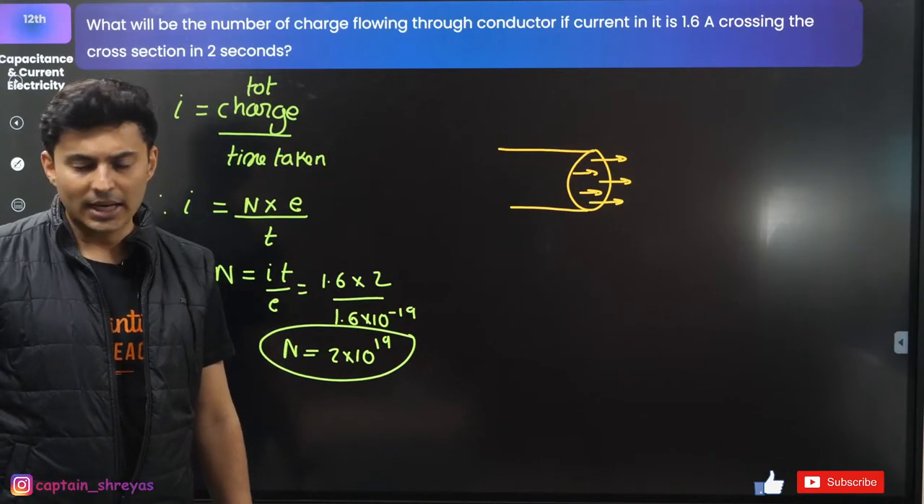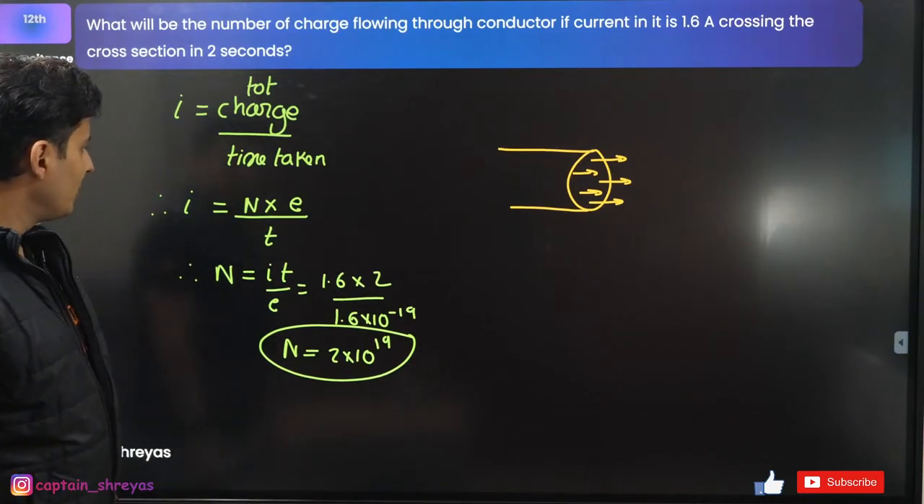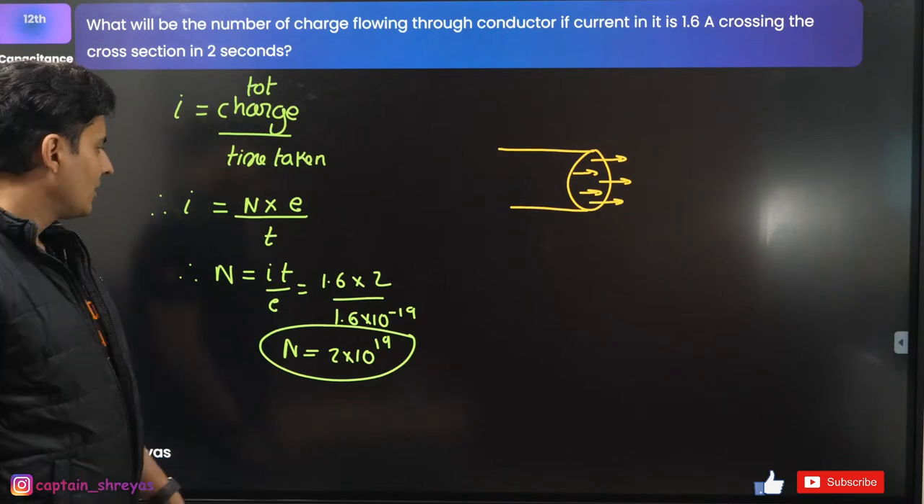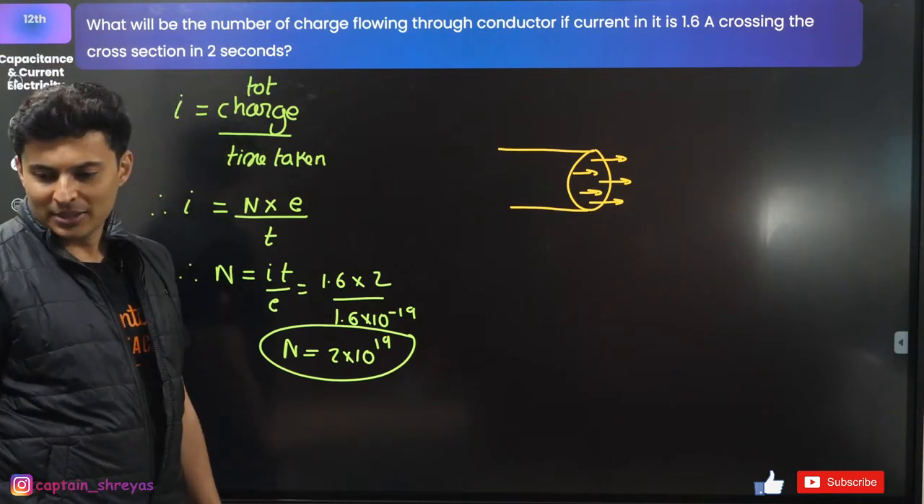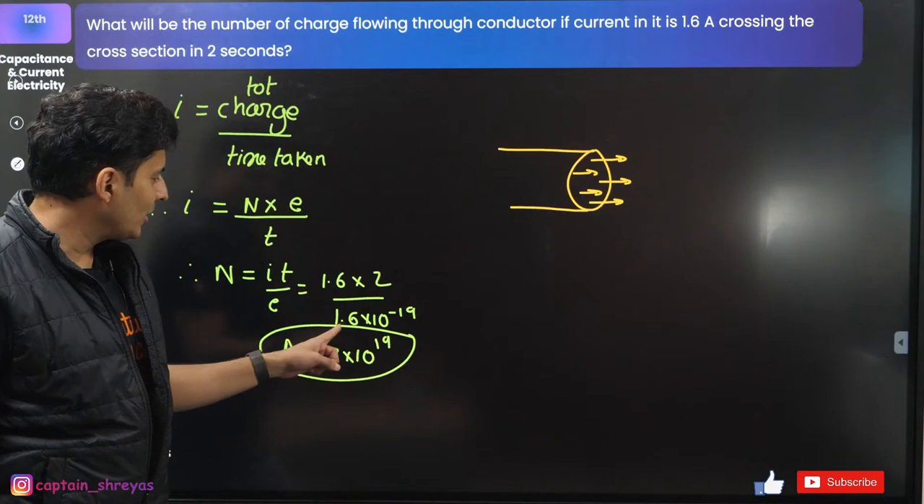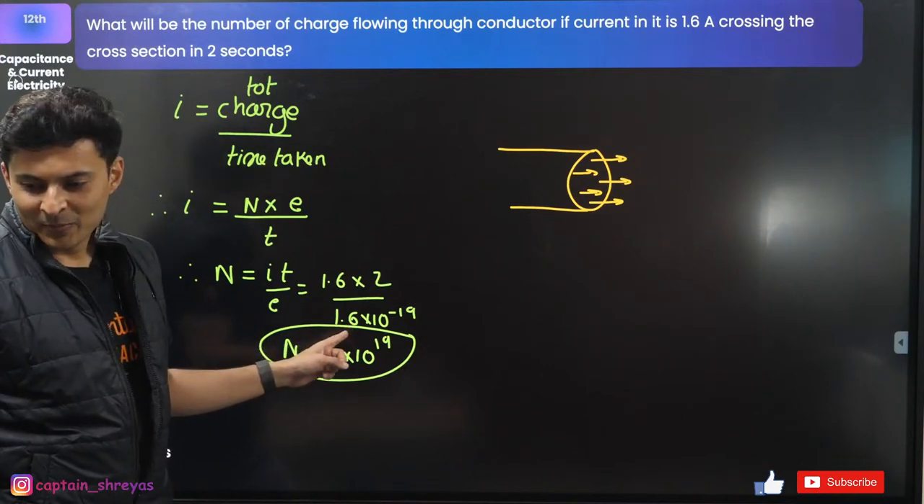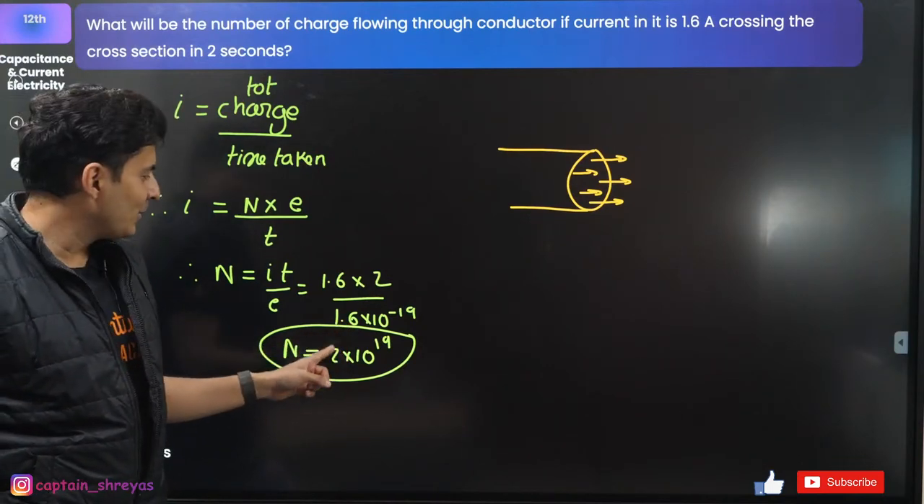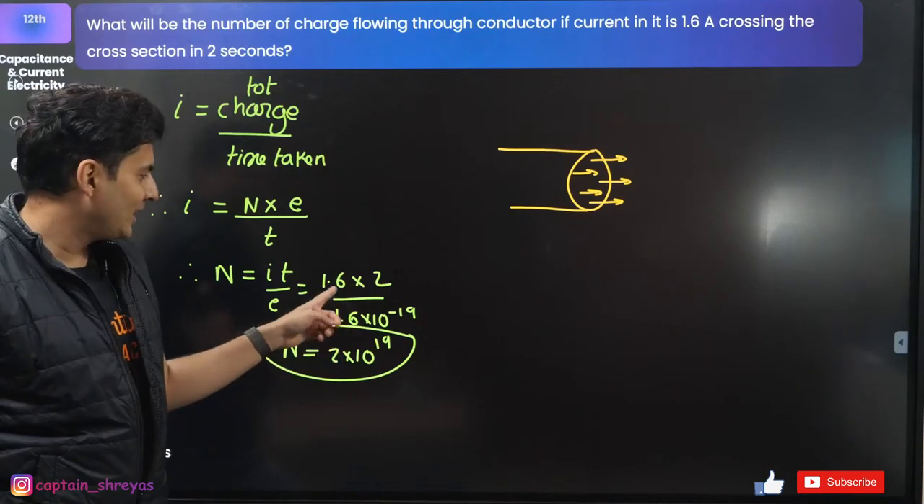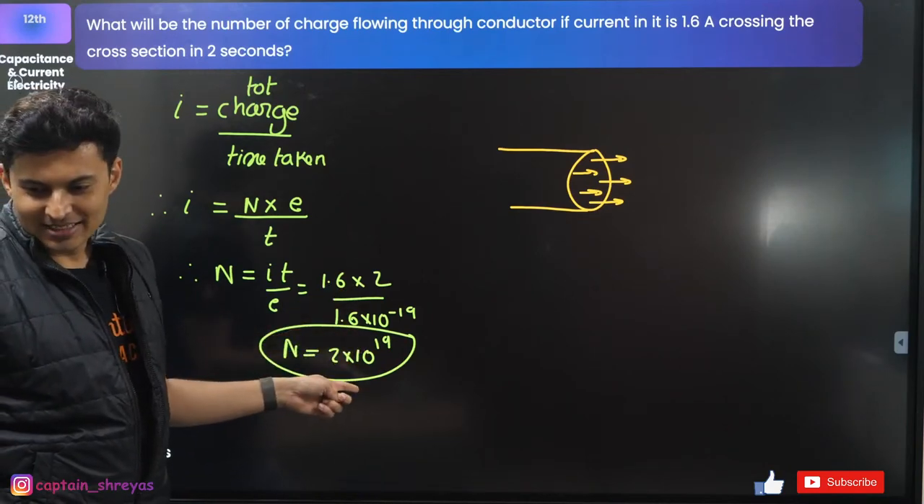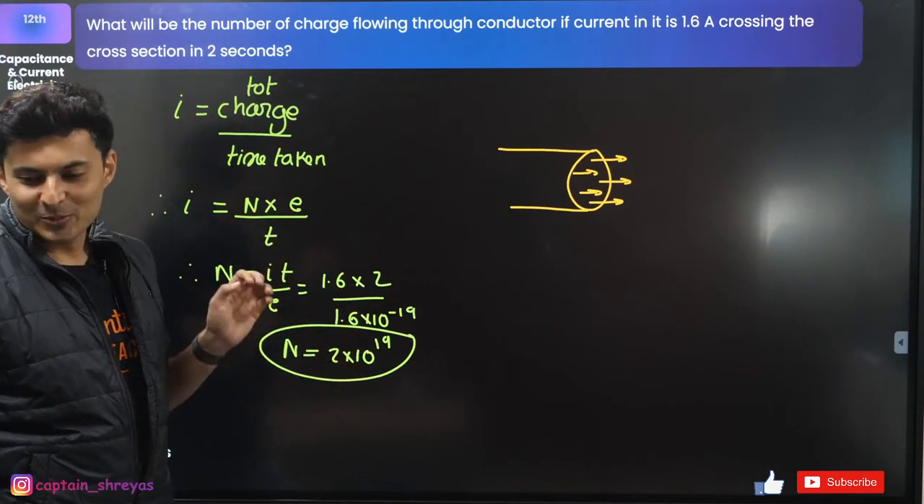Okay, so I think many of you made some mistake. I think you guys forgot this 1.6, so that's why you wrote it as 3.2. Be careful, guys. That e value also has to be substituted.